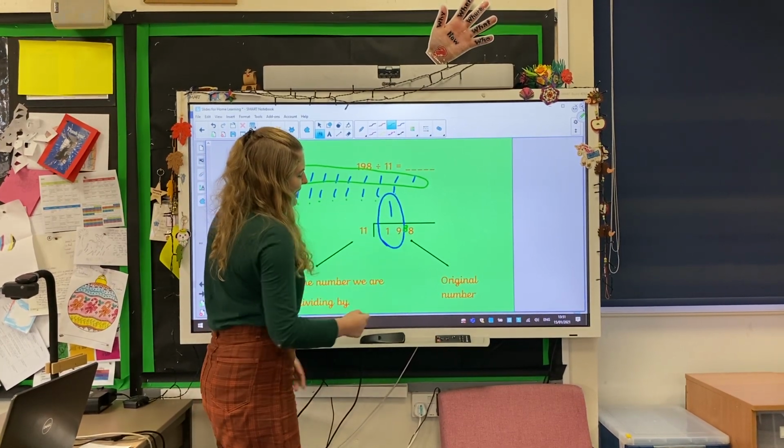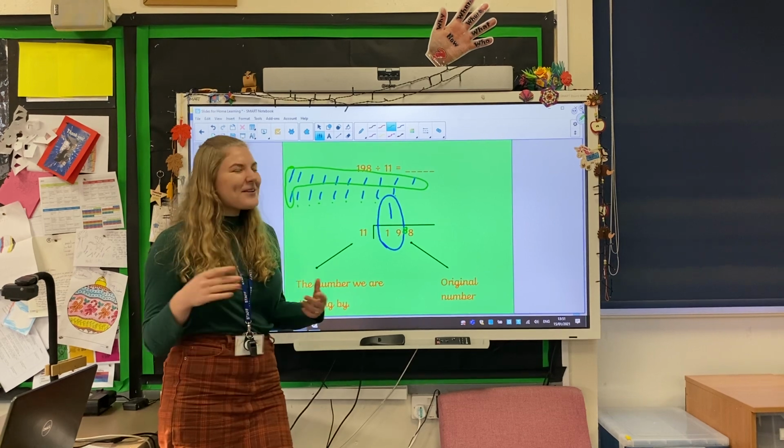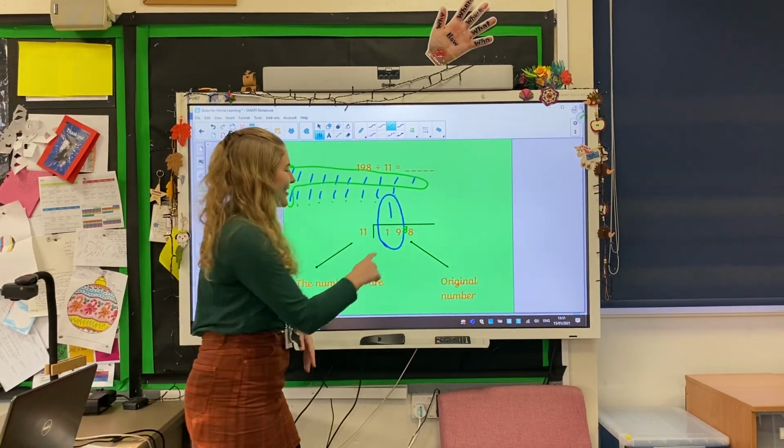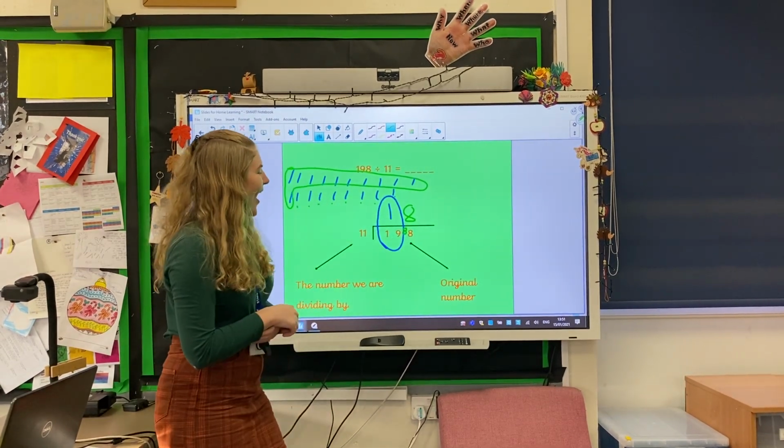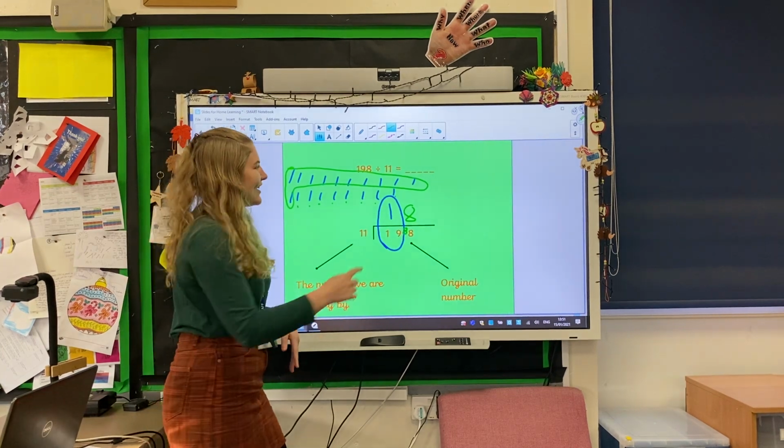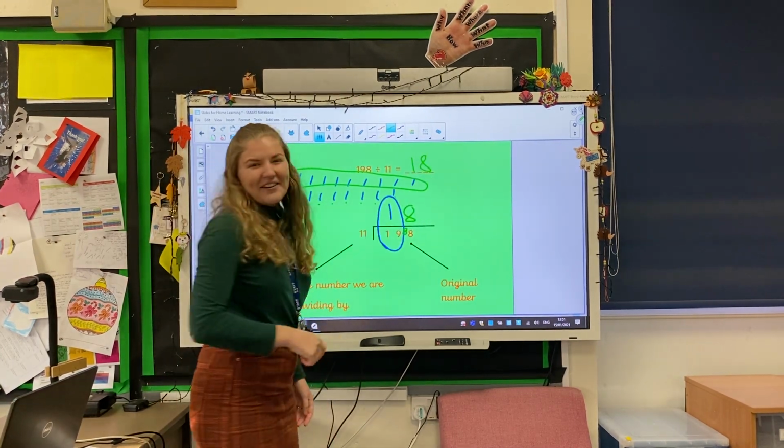Just as we suspected. Okay, so how many 11s go into 88? You can always tell me that's 8. So 198 divided by 11 is 18. There we go.